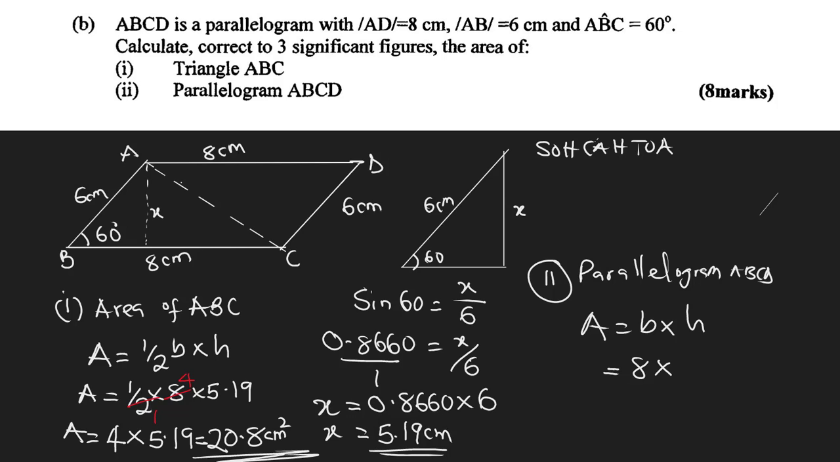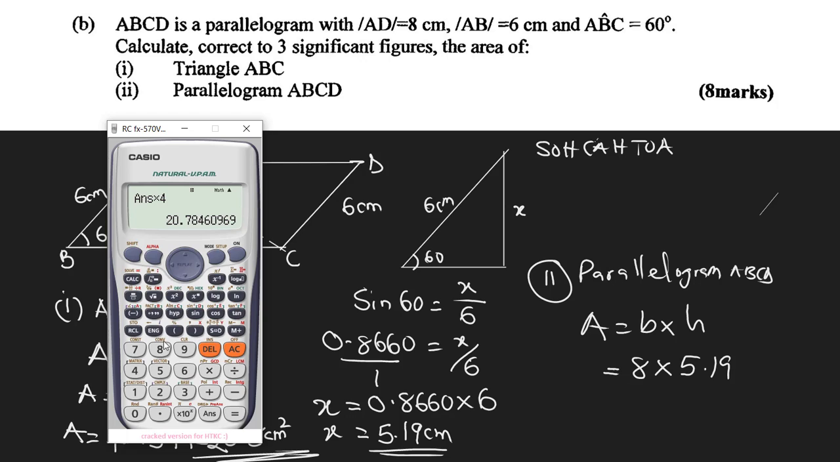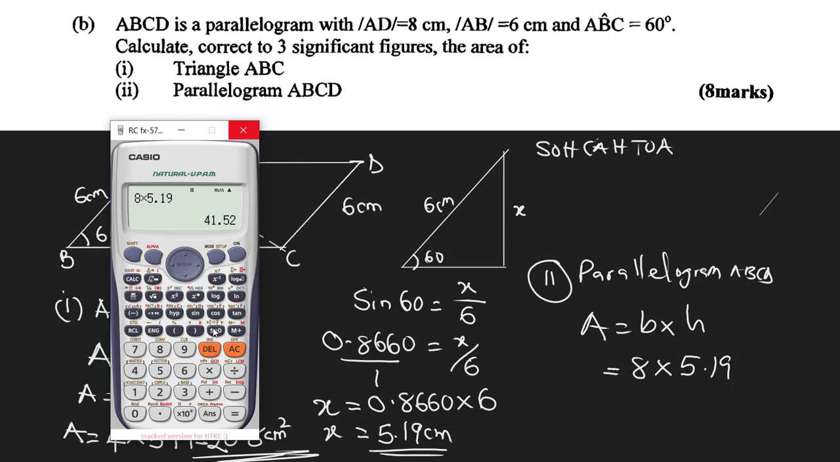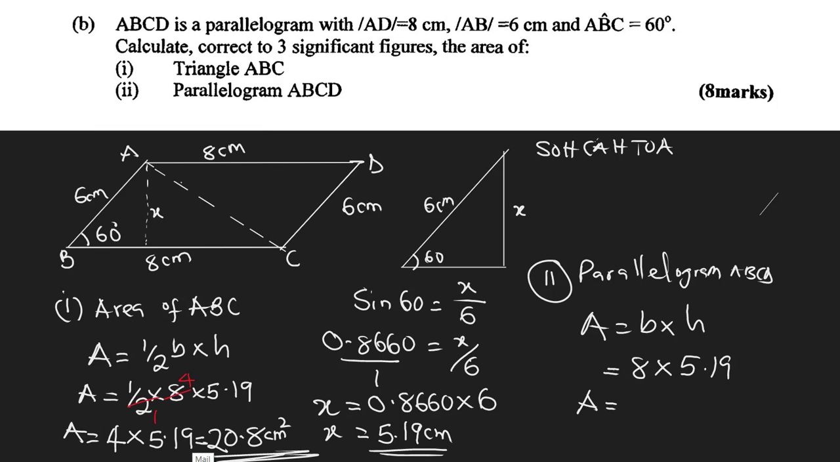Which is 5.19. So let's multiply 8 times 5.19. It's 41.52. Remember, it's in 3 significant figures, so it's going to be 41.5. So the area now is 41.5 what? Centimeters square. Remember to put square because it's area. So that's this question. Let's move to the next question.